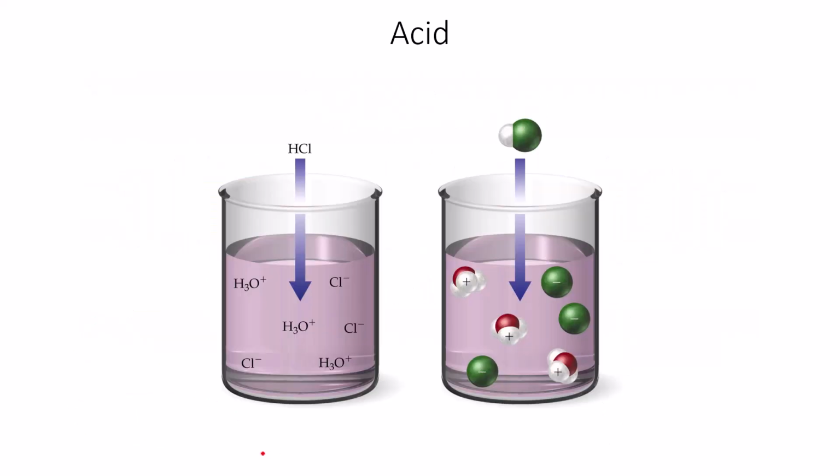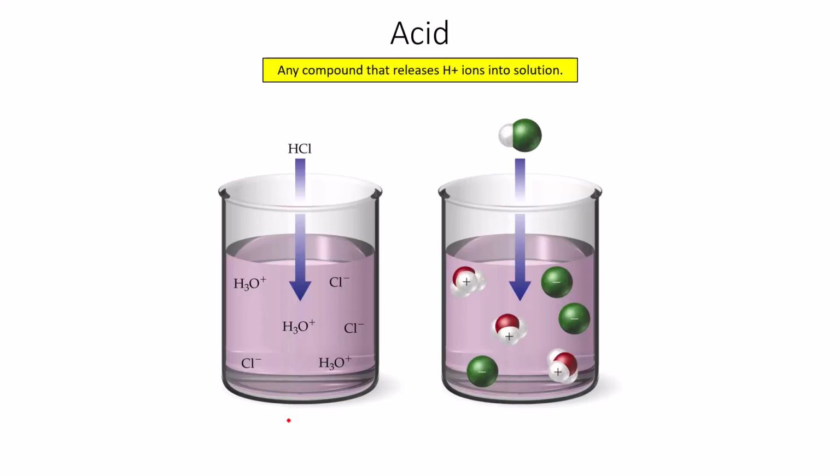So what is an acid? An acid is any compound that releases H plus ions into solution. Remember, H plus ions are the ions that are going to be increasing as our pH drops. So an acid, by definition, is going to release H plus ions from the compound, causing our H plus ion concentration to increase, therefore dropping our pH and making our solution more acidic.